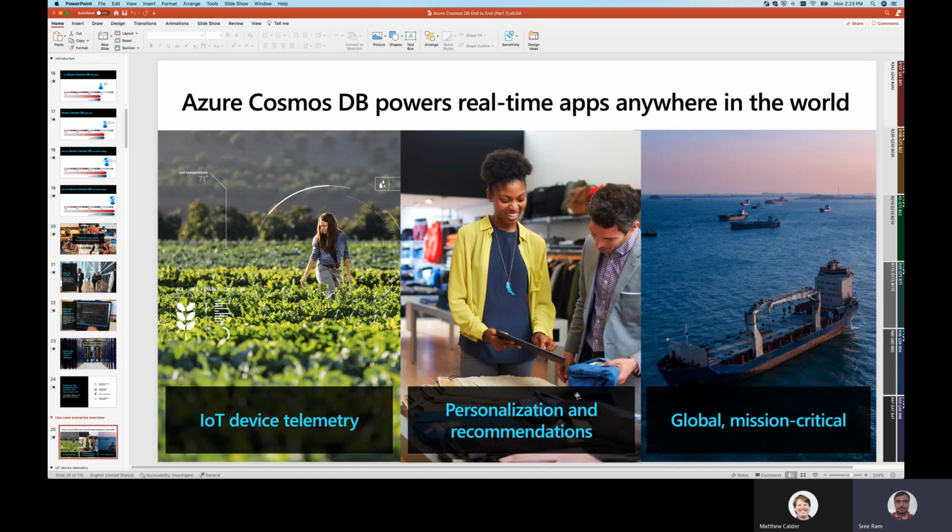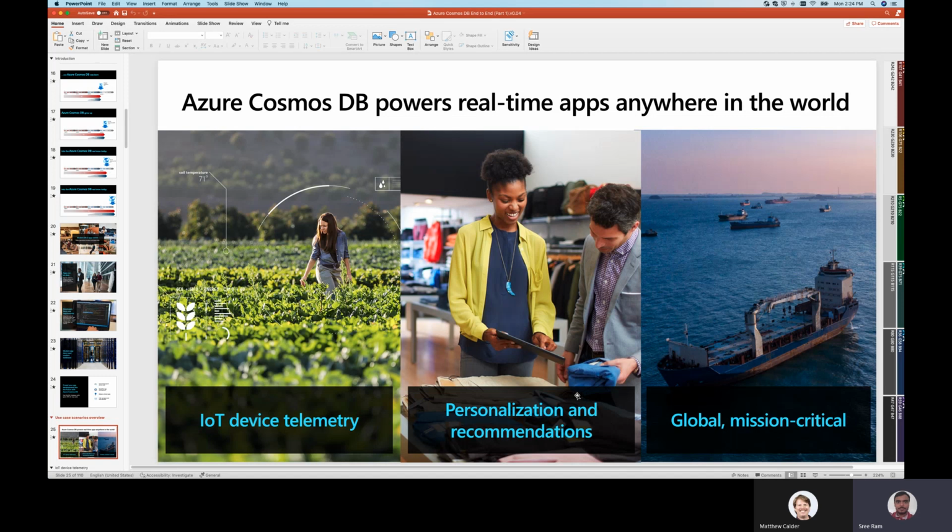Today, I'm going to talk about three different customer use cases where Azure Cosmos DB powers real-time applications anywhere in the world. The first is in the area of IoT device telemetry. I'll show you the demo of an application wherein IoT device telemetry is ingested and we build a real-time application on top of that. And also over the next 2 weeks, we will see what the best practices are for performing such an IoT device ingestion and how Cosmos DB is suitable to deal with the use case of IoT device telemetry.